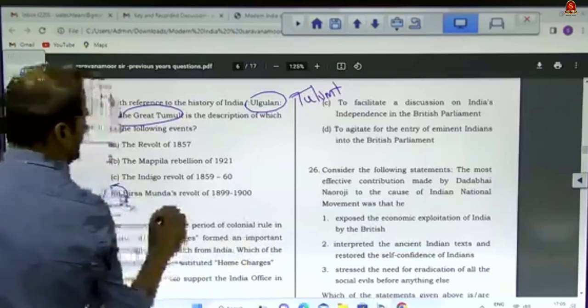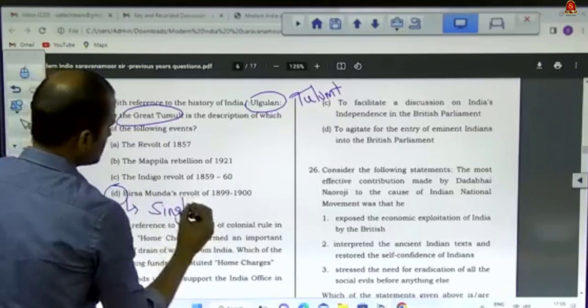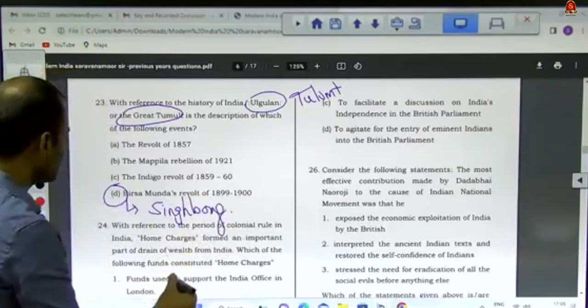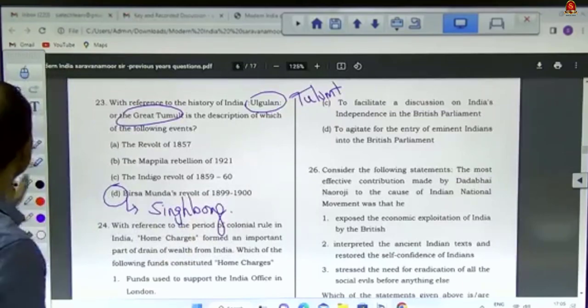Even in that itself, he considers Singbonga their god's name. Likewise, these are all the other terms you can come across. Birsa Munda's uprising.